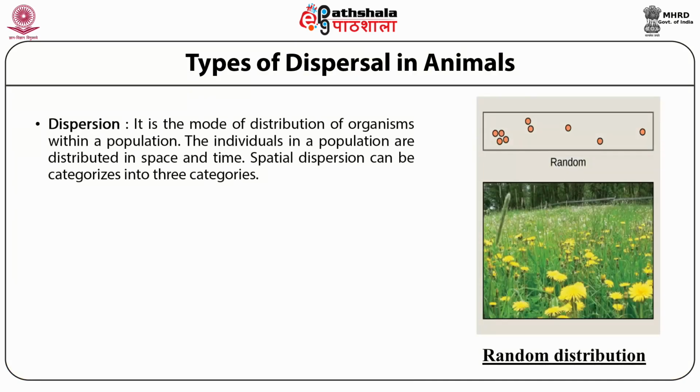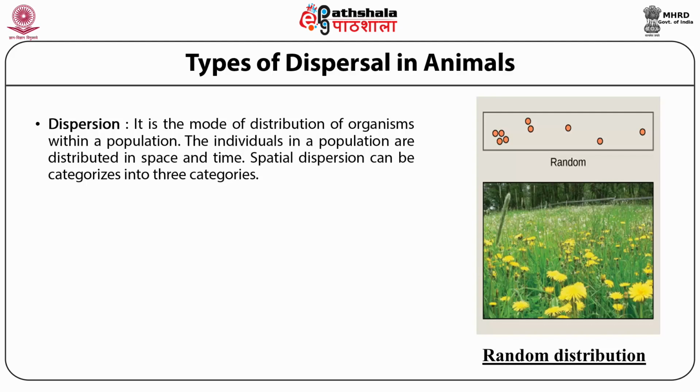Dispersion refers to mode of distribution of organisms within a population. The individuals in a population are distributed in space and time. Accordingly, the distribution is called spatial dispersion and temporal dispersion. Spatial dispersion can be categorized into three categories.